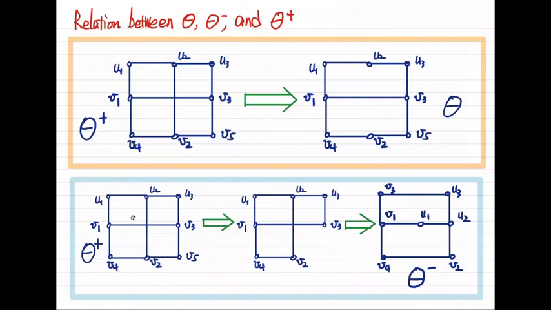Here is a relation between theta, theta plus, and theta minus. By removing an edge joining two vertices of degree three from theta plus, we get the configuration theta. And by removing a vertex of degree two, such as the vertex v5, from theta plus, we get the configuration theta minus.